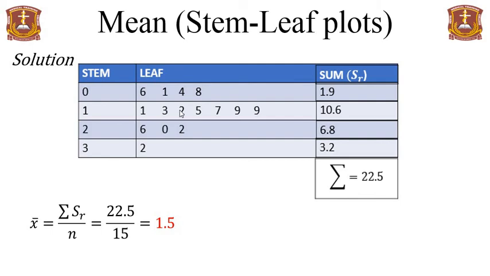Finding a solution to that, the corresponding rows will have their sums as indicated: 0.6 plus 0.1 will be 0.7, plus 0.4, that will be 1.1, plus 0.8, that will be 1.9. The same applies to this and this other one and this. So the total sum of all this gives us this. Therefore the mean from the stem and leaf plot is actually 22.5 divided by 15. 15 is the number of entries.